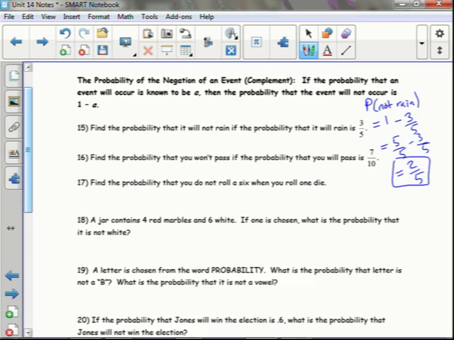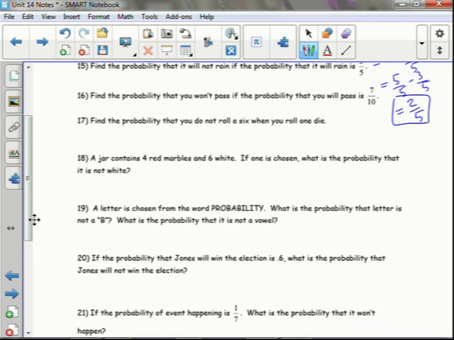Space is a little low. All right, so 17. Find the probability that you will not roll a 6 when you roll 1 die. So probability of not rolling a 6. Well, how many are not 6? One of them is 6. That means 5 of them are not 6. So it'd be 5 out of 6.